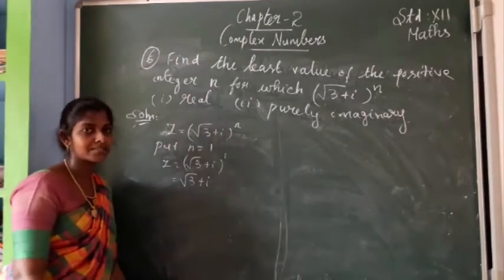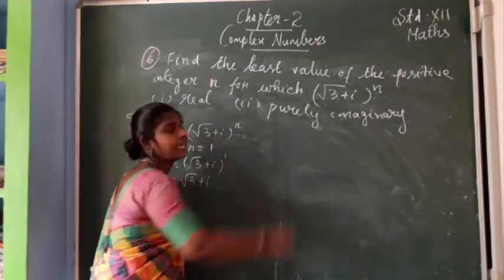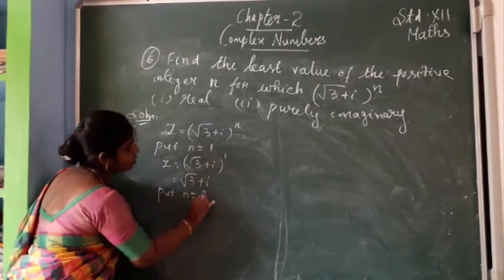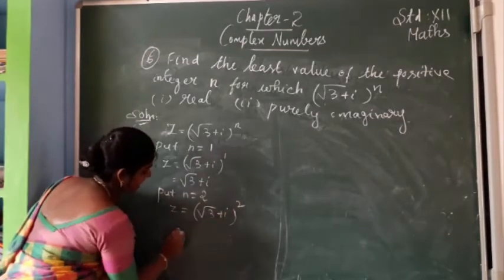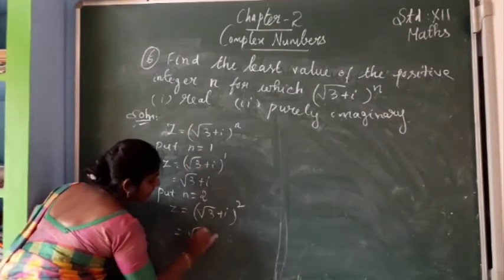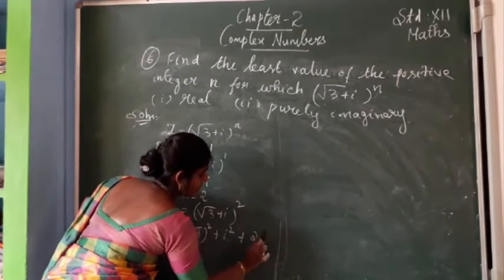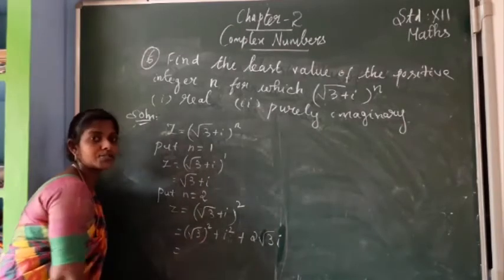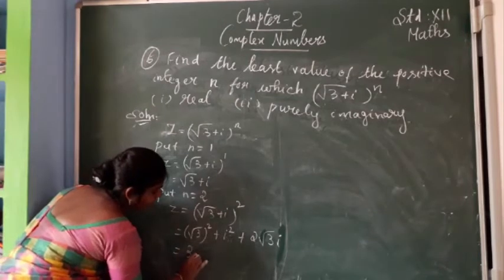First is summation: we have to find when the value is purely real and when it is purely imaginary. So we can put n equal to 2, z equal to (root 3 plus i) the whole square. Use the formula (a plus b) the whole square: root 3 the whole square plus i square plus 2 into root 3 into i. Root 3 the whole square, the value is 3, and i square, the value is minus 1.